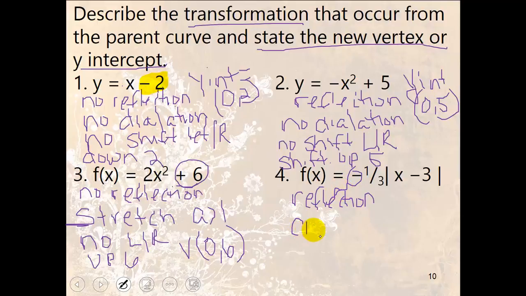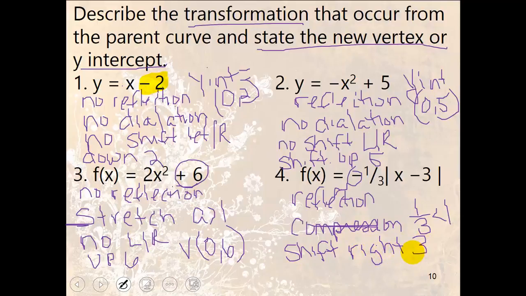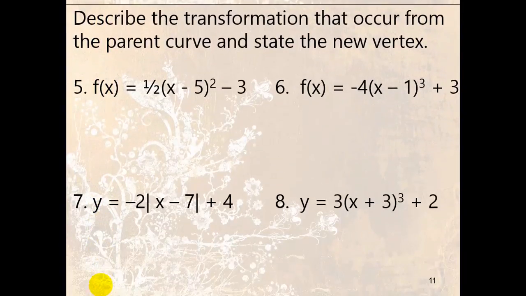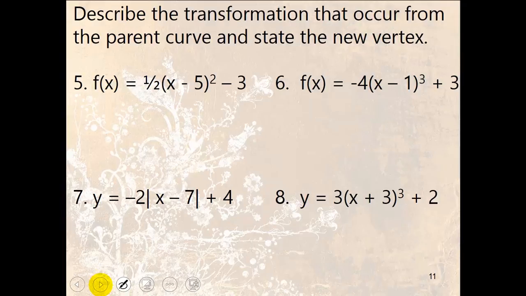I have a compression because 1/3 is less than 1. I have a shift right or left. Well, it's negative, so it's going to go right 3. I don't have a shift down, so my new vertex is going to be 3, 0. All right, I'm going to do 5, and I'm going to let you do 6. I'm going to do 7, and I'm going to let you do 8.